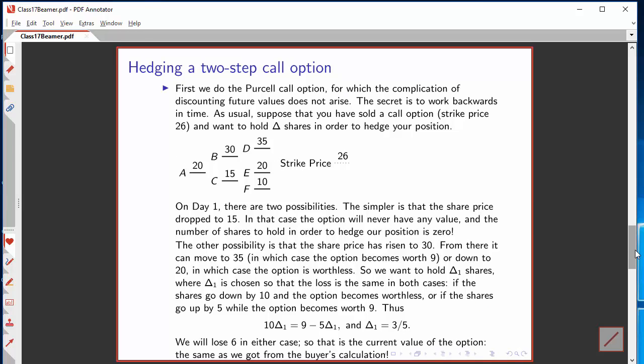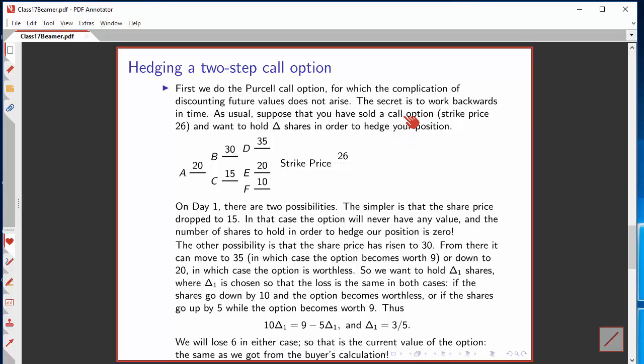Let's get into something with a little more content now. Remember that for a single step call option, we figured out that by buying or selling an appropriate number of shares of the underlying scratch ticket, it was always possible to design a perfect hedge for a call option. Now we're going to do the same thing for a two-step call option. Here's the diagram for the per cell call option, which we'll deal with first because we don't have the complication of having to discount future values. In order to do this, we work backwards in time.